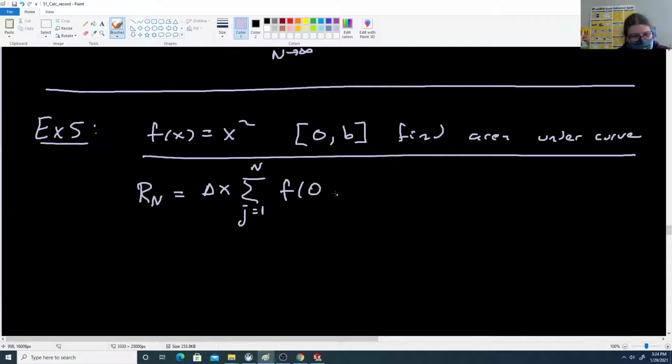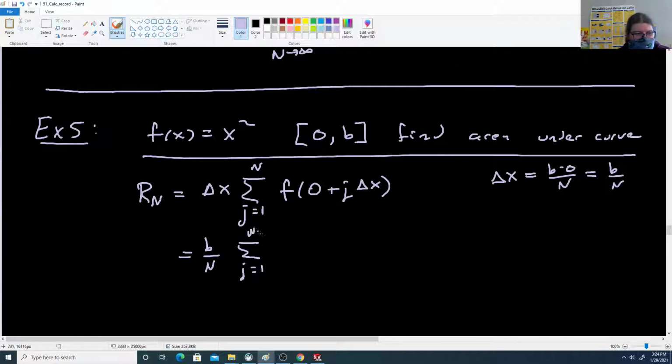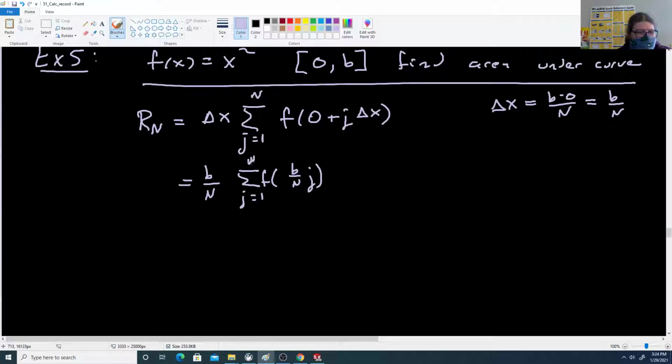Let's see, a is 0 plus j delta x. Delta x is going to be b minus 0 divided by n, so delta x in this case is b over n. It's interval length divided by the number of intervals you're going to break it up into. Okay, the function here is x squared, so we get b over n, sum of j equals 1 up to n. We get b squared over n squared times j squared.